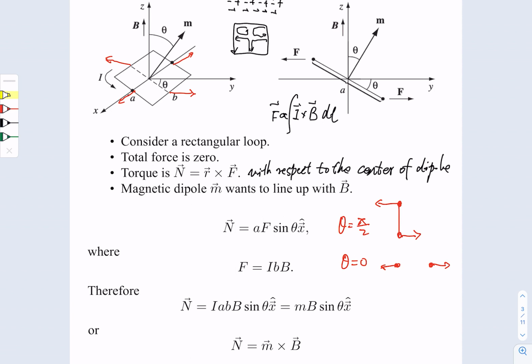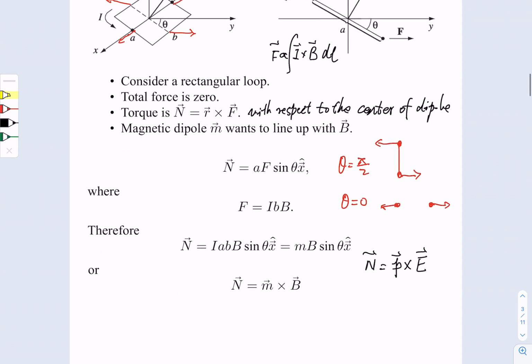I wonder if you still remember the conclusions for a dipole moment in an electric field. The answer is that the torque produced by a dipole in a homogeneous electric field is also P cross E. So they are extremely similar here.